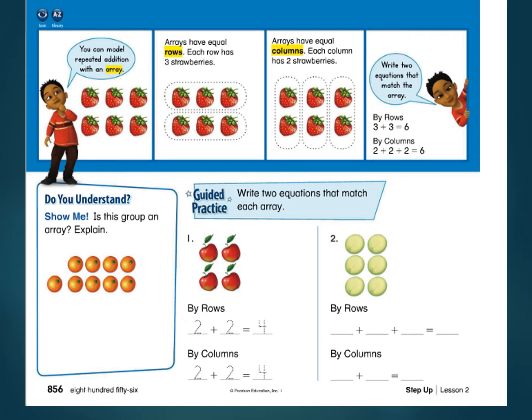Now please, boys and girls, open your book to page number 856. And let's start doing the practices. Write two equations that match each array. Number 1.